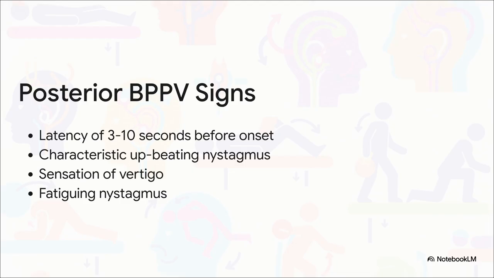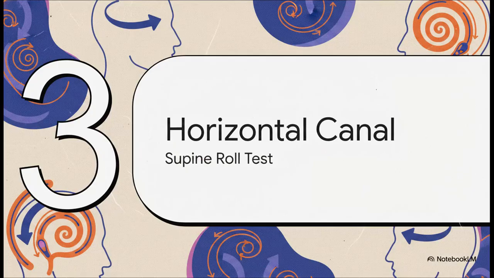Third, the duration. It typically lasts 10 to 30 seconds, swelling in intensity and then fading out, a classic crescendo-decrescendo pattern. And finally, when you sit them back up, the nystagmus will often briefly reverse direction. Just a quick aside, if they get immediate vertigo without any nystagmus, you're often looking at anxiety rather than true BPPV.